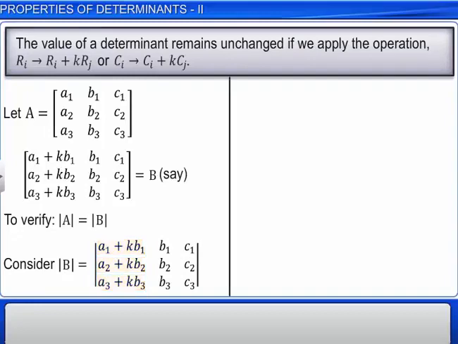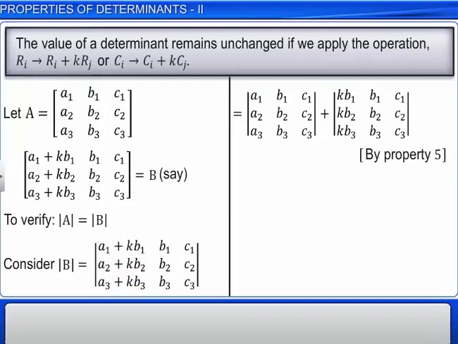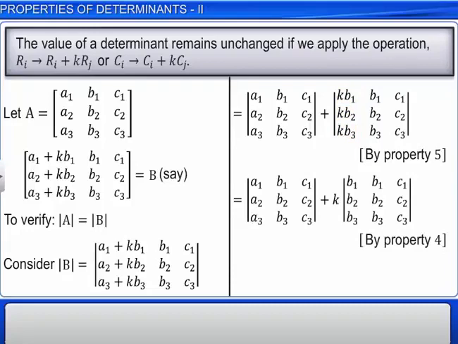By property 5, we know that if the elements of a row or a column of a determinant are expressed as the sum of two or more terms, then it can be expressed as the sum of two or more determinants. Hence, determinant B can be expressed as the sum of two determinants. In the second determinant, each element of the first column is multiplied by k. By property 4, we can take k outside the determinant, which will not change its value.